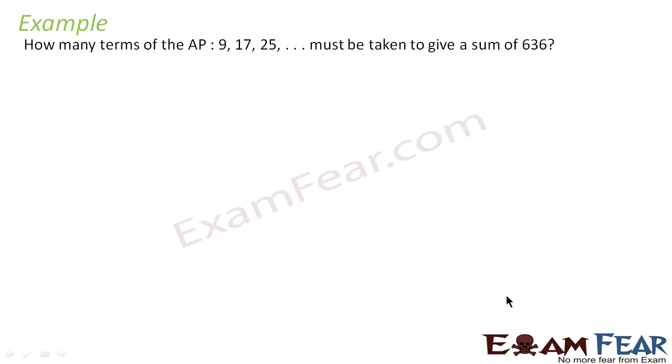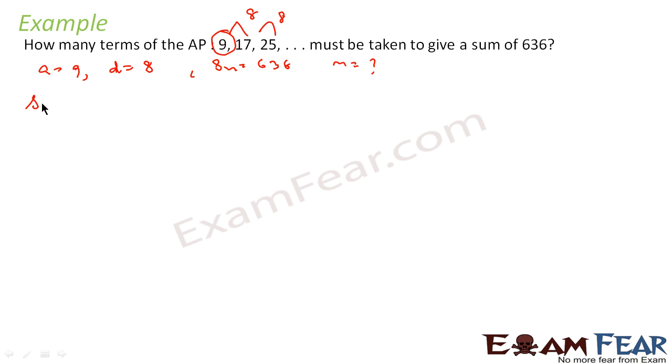The question says: how many terms of the AP must be taken to give a sum of 636? So here also, the first thing we observe is that a is 9, and d is 17 minus 9, which is 8, and 25 minus 17 is also 8. So d is equal to 8, correct? The question says Sn is equal to 636. We have to find the value of n.